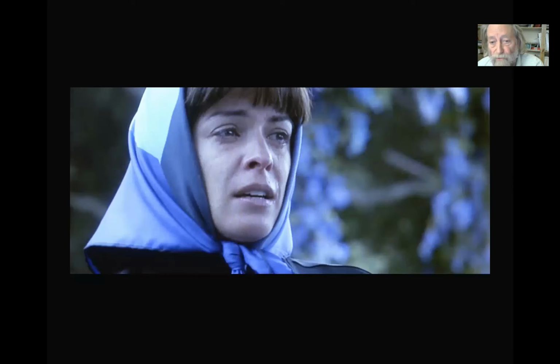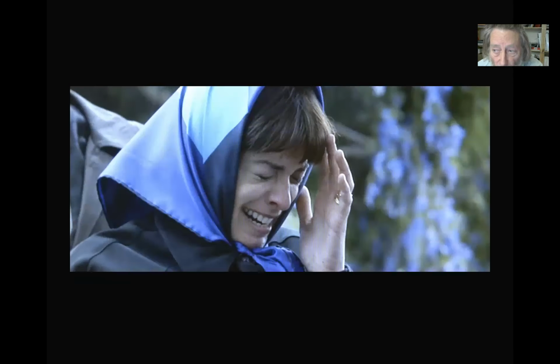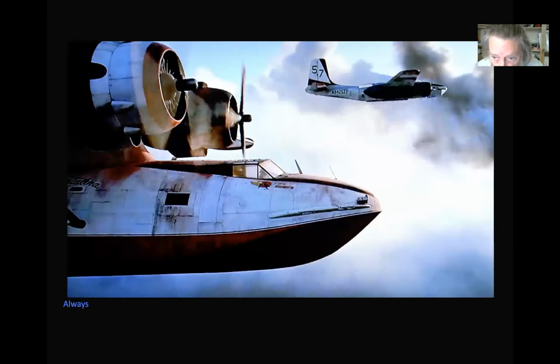The mother is just grief stricken. She's wearing a blue scarf. This is the woman who had all that joie de vivre, all that joy of life, and now she's lost three children. How many children has she lost? Three. How many shades of blue are there in her scarf? Three. In the movie Always, we're following these gonzo pilots who put out forest fires.